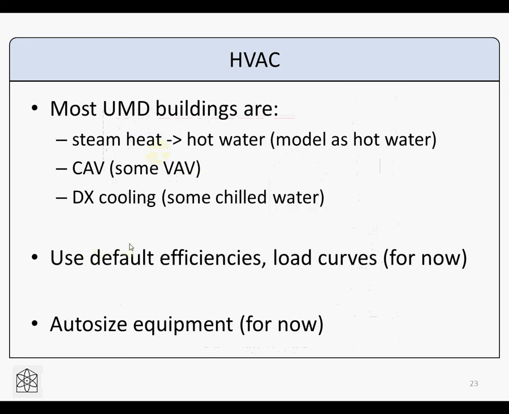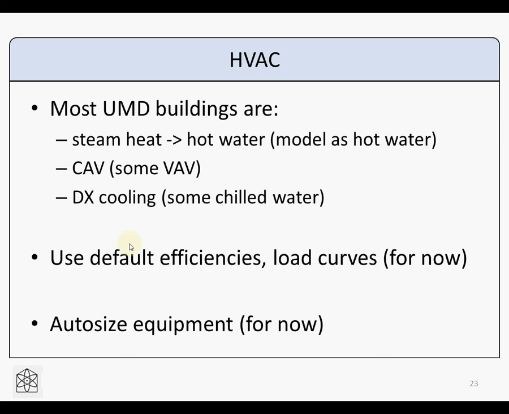Most of the buildings at UMD, again, are going to have that steam to hot water heat exchanger. I think most are constant air volume, although some of the newer buildings have variable air volume supply air fans. I think there's a lot of DX cooling and there's a lot of chilled water as well. That's going to be specific to your building, and it may have both. So choose carefully. I would suggest using the default efficiencies and the load curves that are provided in the software for specific equipment types.